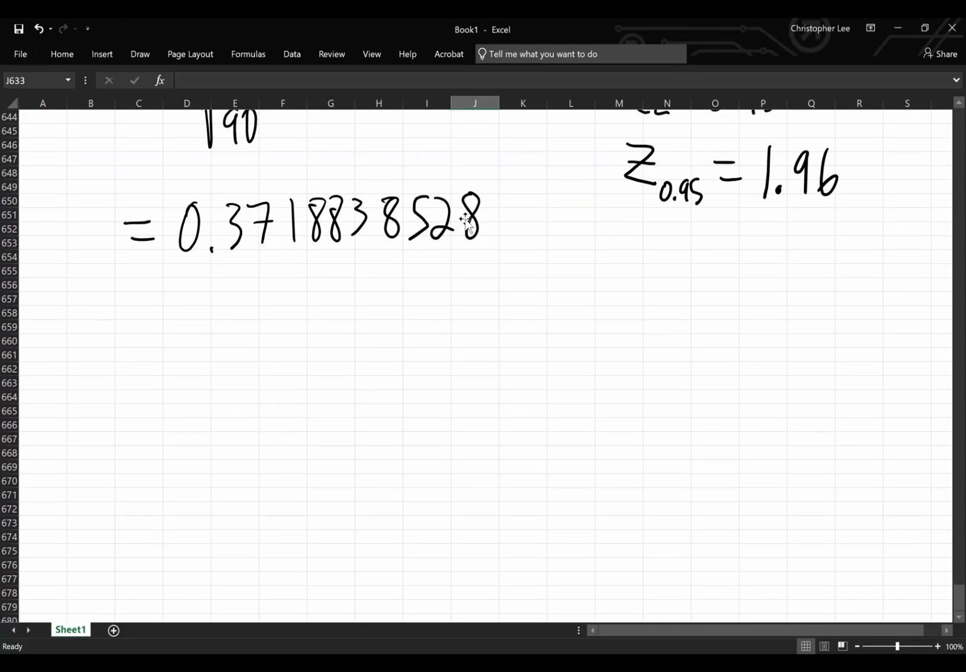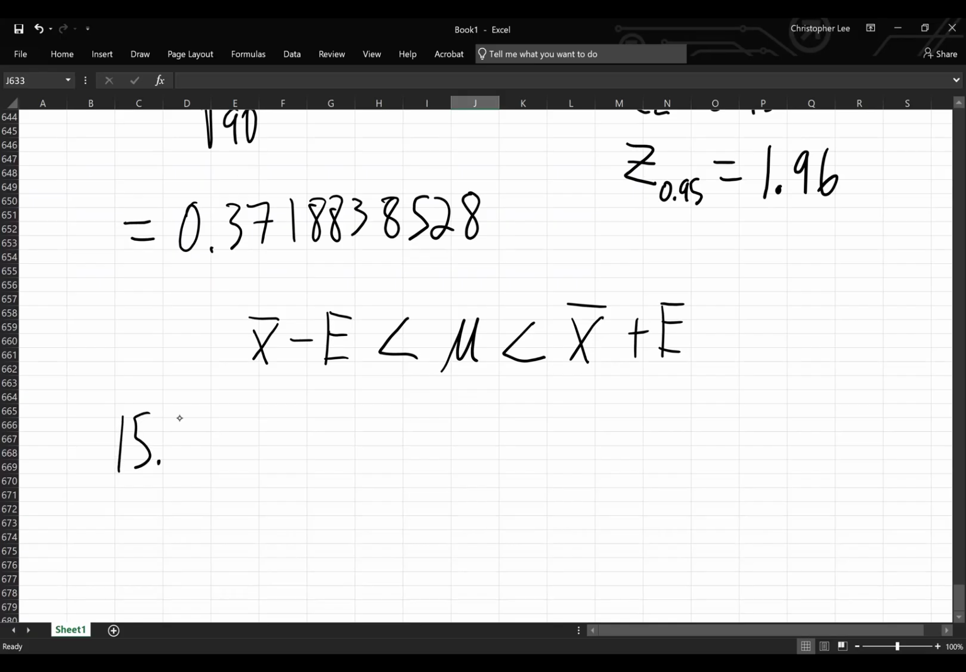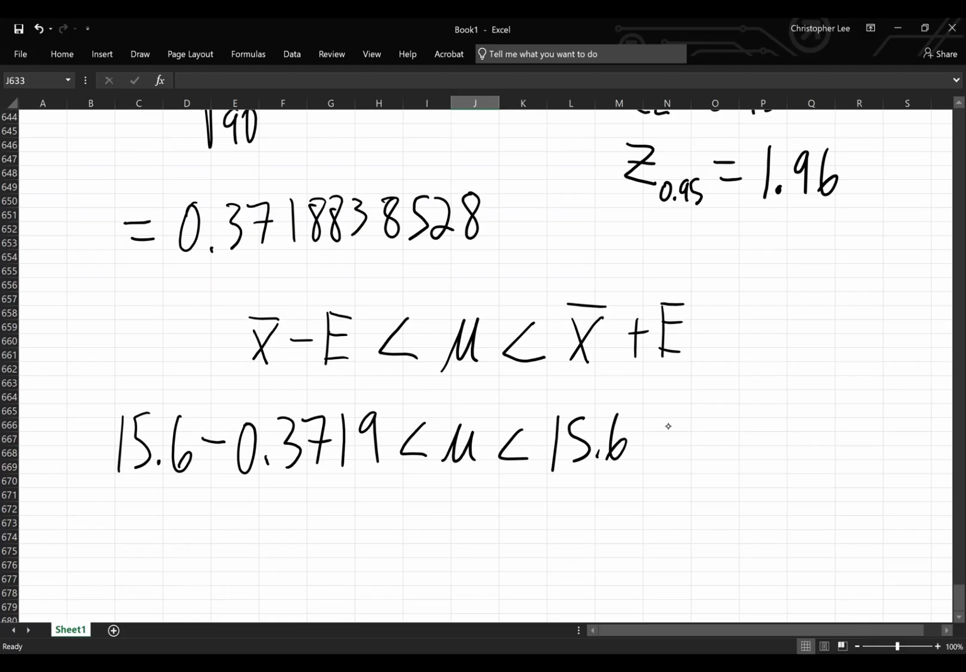So we found this number, right? But that's not my final answer. This is what I want my answer to look like. X bar minus E less than mu less than X bar plus E, right? Just plug in the numbers. X bar was 15.6 minus the E, which is the 0.371. I'm just going to round this off, less than mu, less than the 15.6, plus the 0.371. I'm just going to round this off, right? Little subtraction, plus.